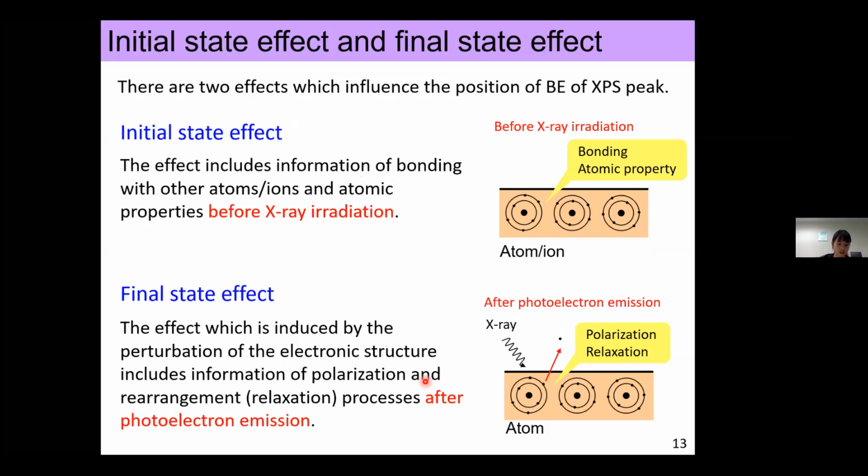Initial state effect is the effect that includes information of bonding with other atoms or ions and atomic properties before X-ray irradiation. On the other hand, final state effect is the effect induced by the perturbation of the electronic structure, and includes information of polarization and rearrangement processes after photoelectron emission. Let me explain these effects one by one.